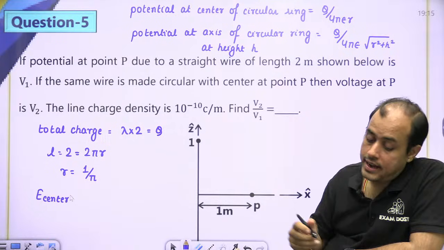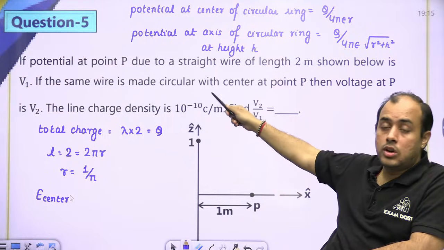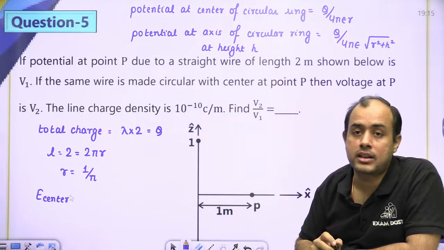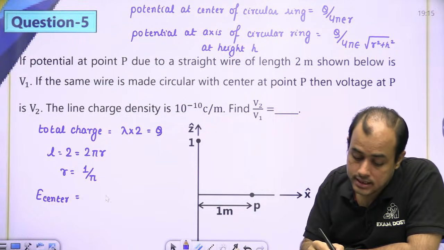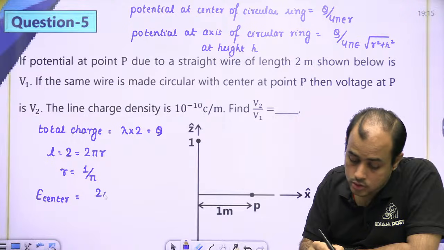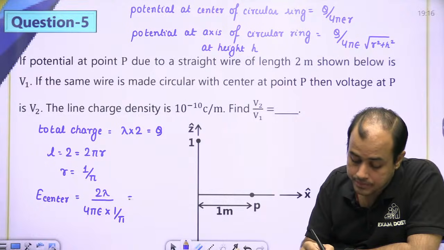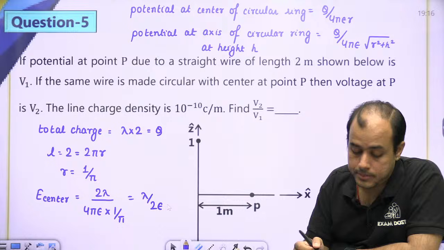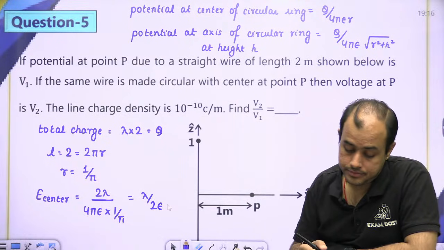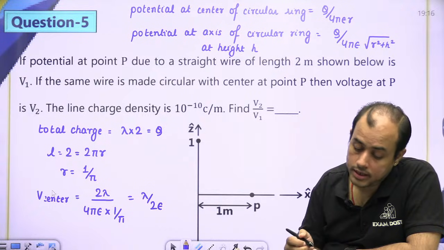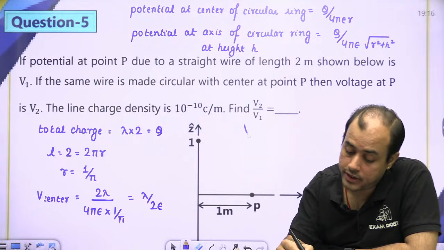So when you are keeping it as a circular loop with center at P, so center is at P. What is the electric field at the center? It is 2 lambda Q by 4 pi epsilon R. R is 1 by pi. So lambda by 2 epsilon. Okay? Sorry, potential. So what is the ratio V2 by V1?